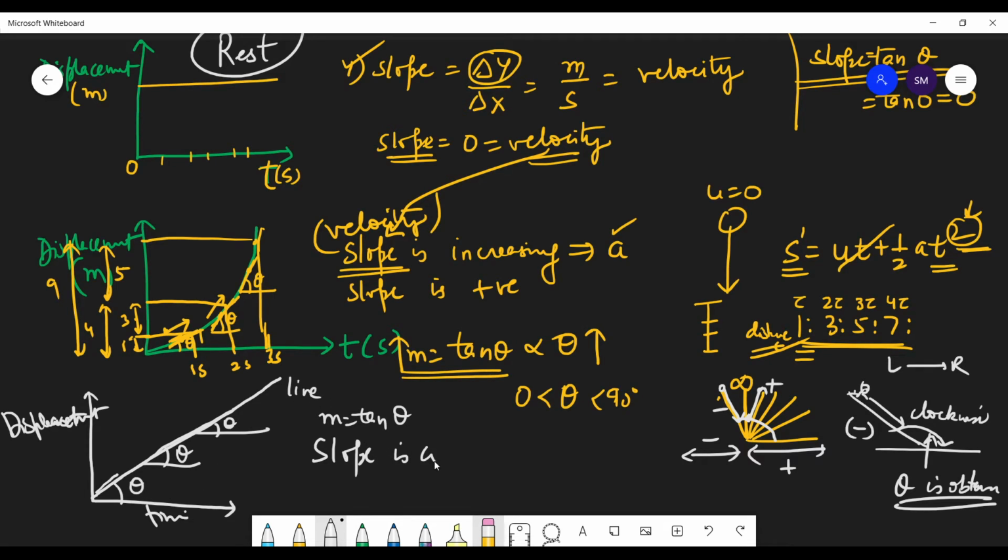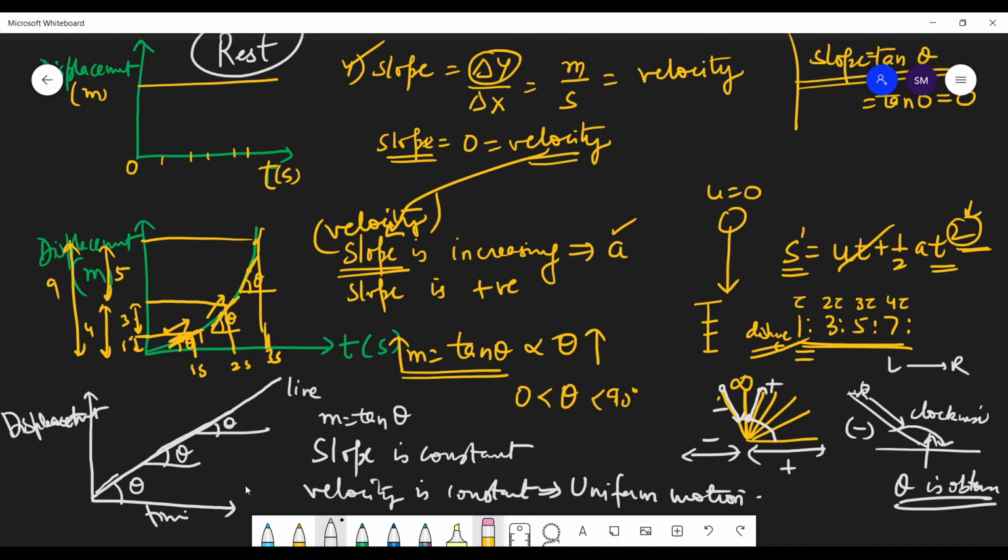So the slope is constant. So what can we write instead of slope? What is the slope here in the displacement time graph? Velocity. So velocity is constant. If velocity is constant, what kind of motion is it? Very good. Velocity is constant, it's uniform motion. So that is the graph of uniform motion.